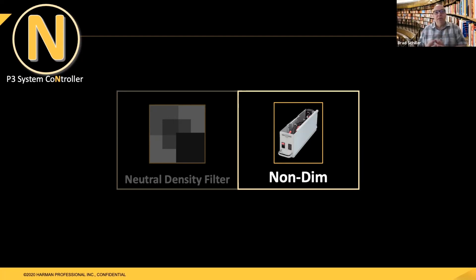So non-dim basically gives you the ability to set something where it can only turn on or off. You can also, in lighting consoles, often change desk channels to be non-dim channels so that it's impossible from your lighting desk to do anything except 0 or 100%.